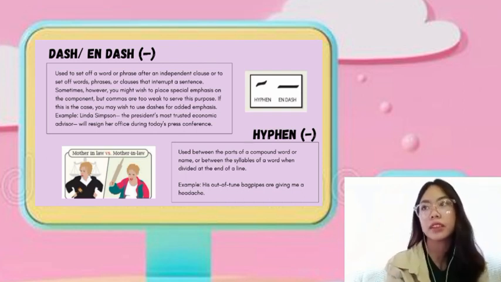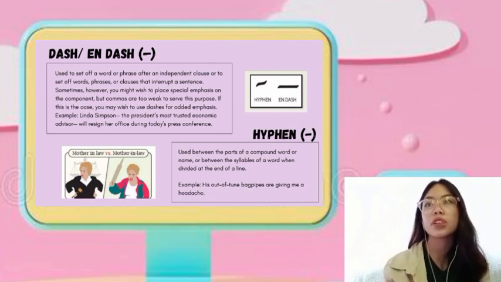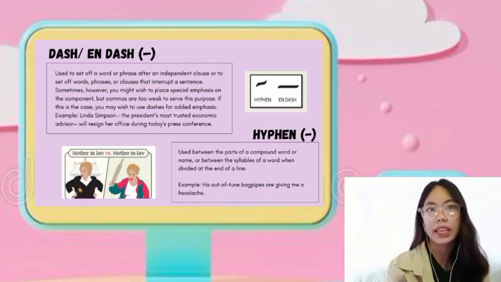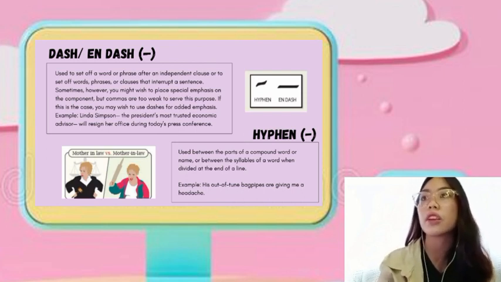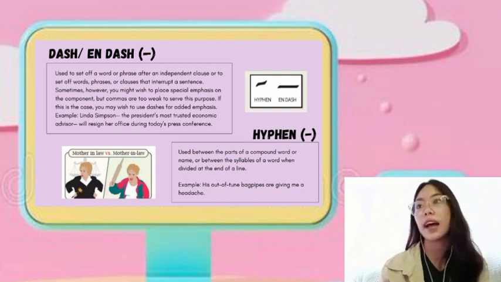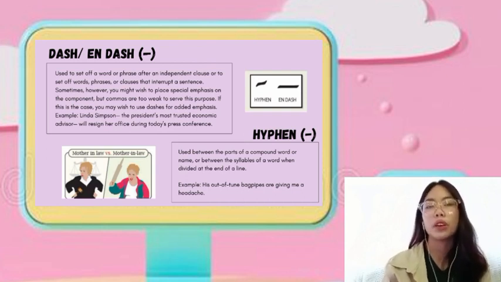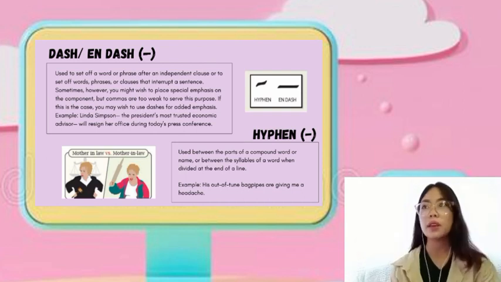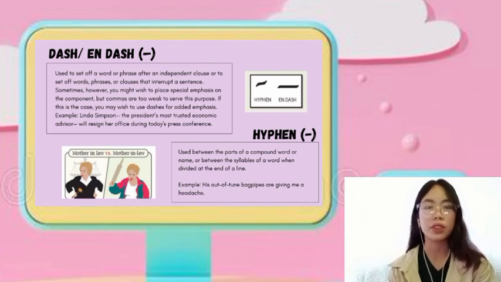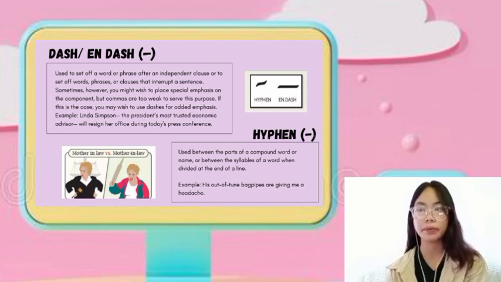In this example, Linda Simpson, the president's most trusted economic advisor, will resign her office during today's press conference. The phrase "the president's most trusted economic advisor" is added to show who is Linda Simpson. We place the dash before and after the statement. So that phrase is just placed there to add a special emphasis to our subject, Linda Simpson.